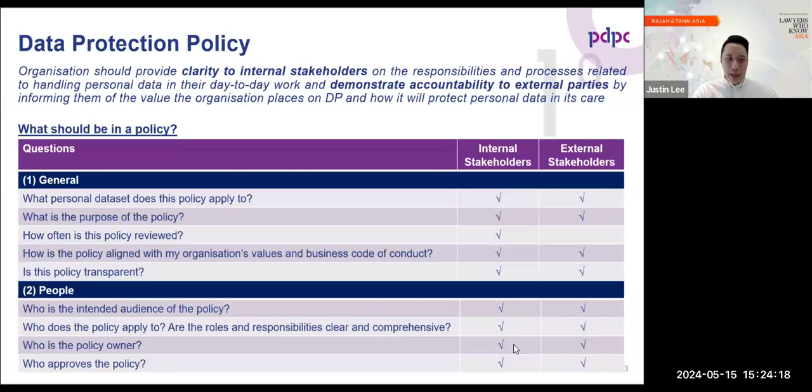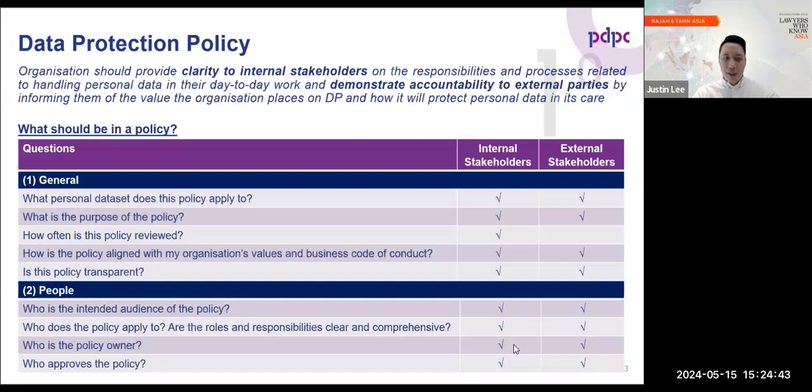So what goes into the policy? If you look at the slide, it will start with general things like the headers and stuff like that. What personal data does the policy apply to? What is the purpose of the policy? Who is the owner of the policy? When was the policy last reviewed? How is the policy aligned with the overall broader values of the organization and business code of conduct?